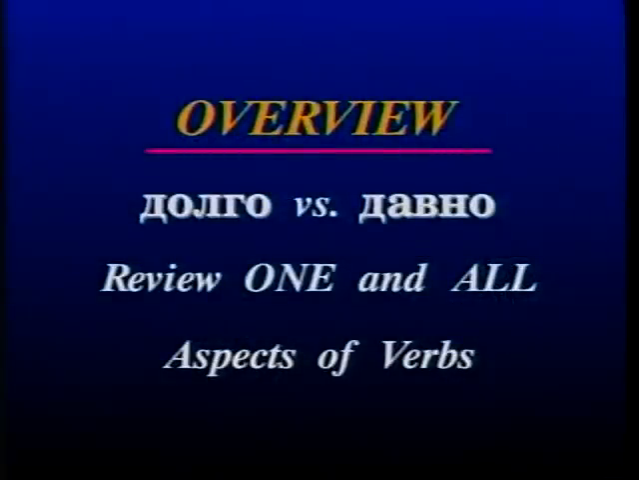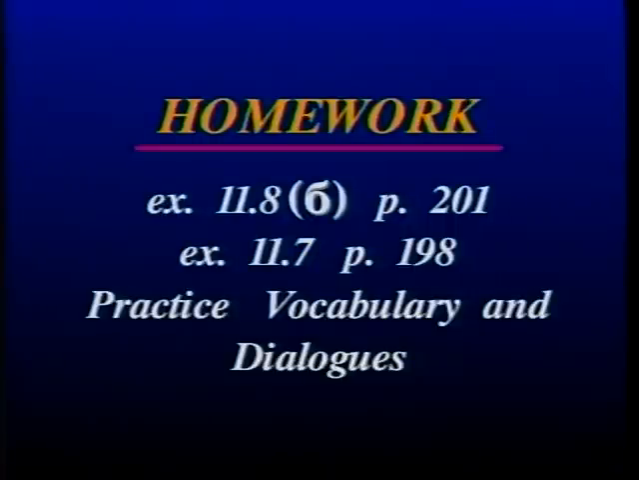Here's what we did today. We looked at долго versus давно. We have looked at one and all in a few examples as well. And of course, the aspects of verbs imperfective, perfective, несовершенный, совершенный. Очень хорошо. Now let's see what the homework is going to be. 11.8b. Page 201. That's imperfective, perfective. And the above mentioned exercise 11.7 on page 198. That is use of давно, долго, etc. And of course, try practicing the vocabulary, deal with the dialogues.